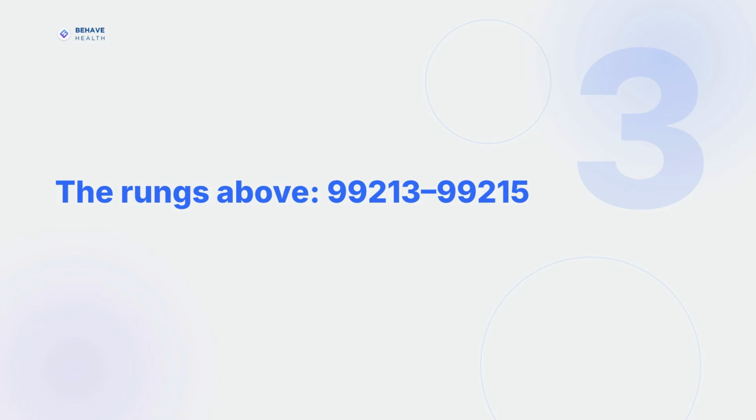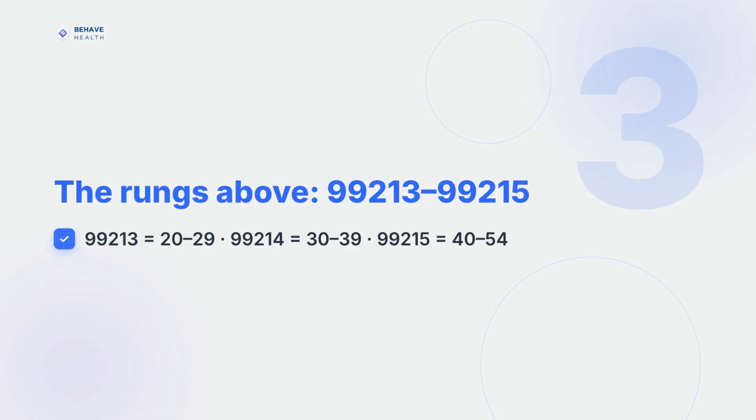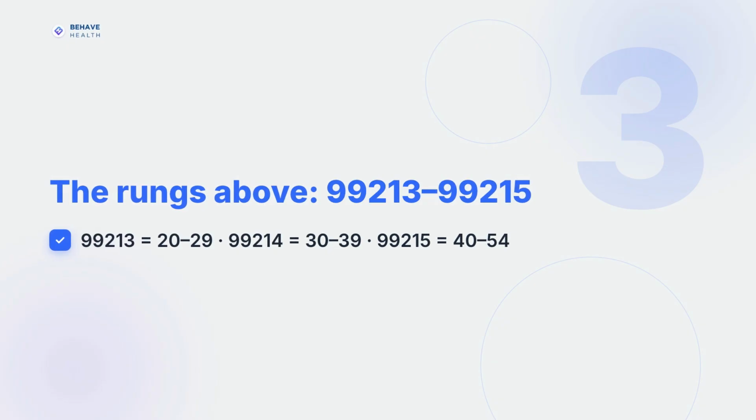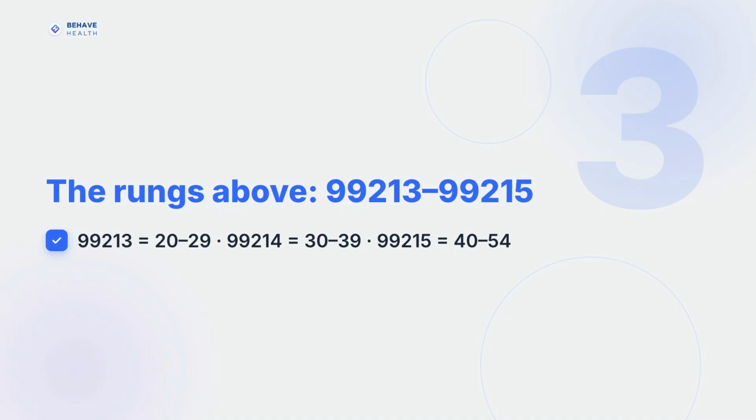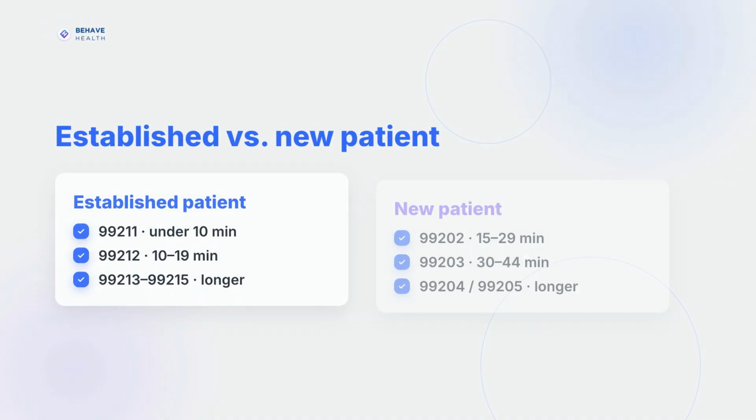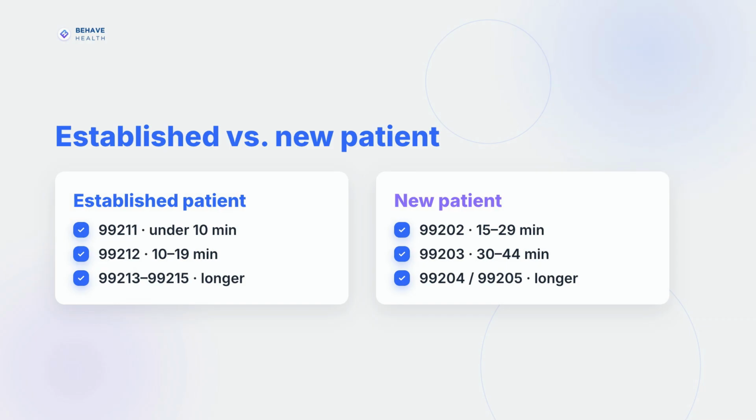Third, the longer rungs above it. 99213 runs 20 to 29 minutes, 99214 30 to 39, and 99215 40 to 54. Longer established patient visits step up the ladder. Keep the 2 office visit families separate because the codes do not overlap. The established patient office visits run 99211 through 99215, separated by visit length. New patient office visits are a separate set, 99202 through 99205. Never bill a new patient code for an established patient.